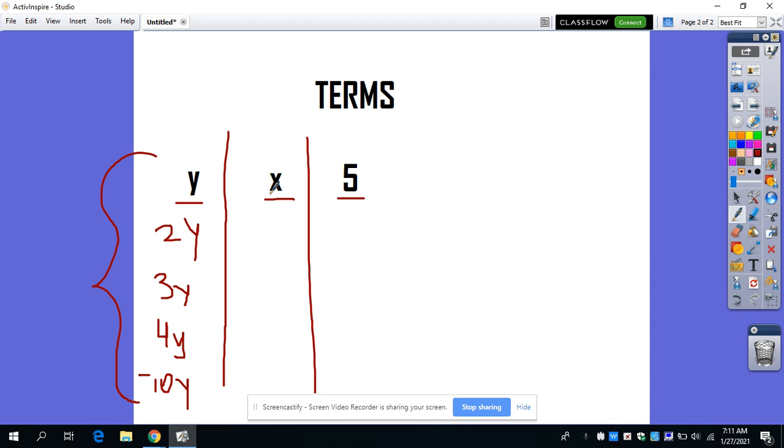X is its own term. It does not go with y. So you can't add x plus y or x plus 2y. You never, ever do that. But you can combine it if it's in its own category.